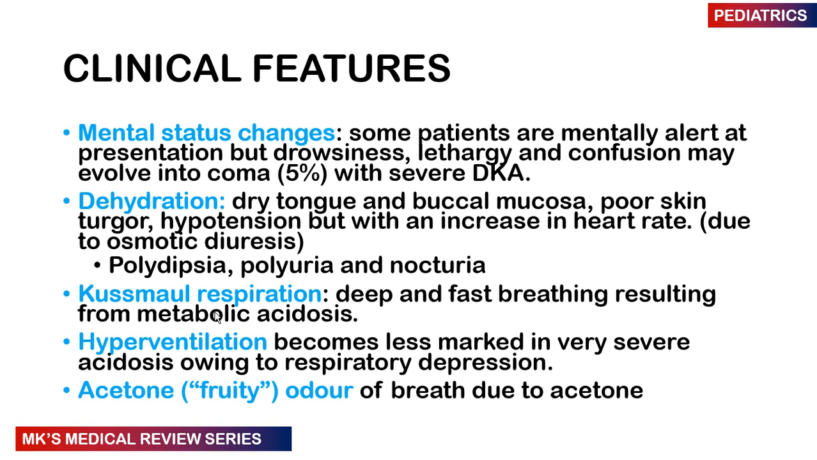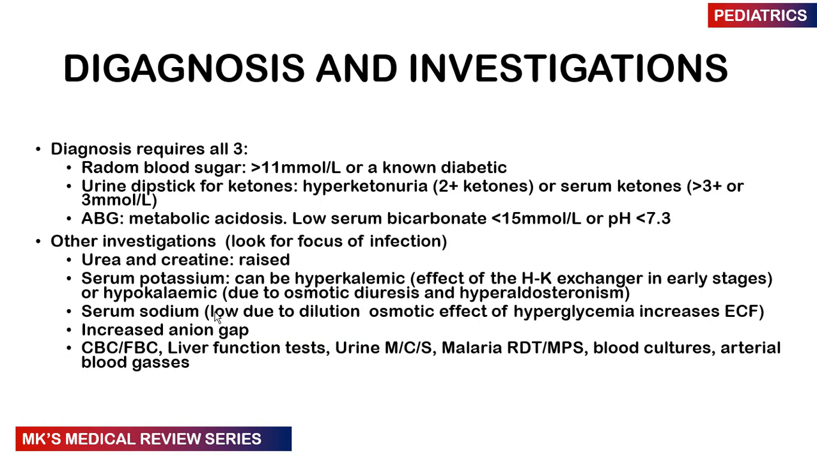They may be showing signs of dehydration: a dry tongue and buccal mucosa, poor skin turgor, hypotension, increase in heart rate. Of course, these are due to osmotic diuresis, the polydipsia, polyuria, nocturia. They may have Kussmaul's respiration, deep, fast breathing resulting from the metabolic acidosis. They may also be hyperventilating. It becomes less marked in very severe acidosis because they will even have some respiratory depression. So it doesn't mean that they're getting better. Then, of course, I've talked of the fruity breath.